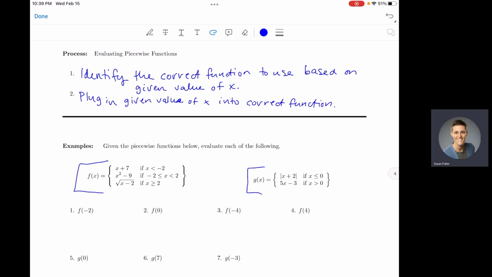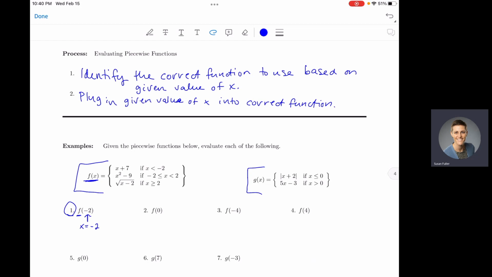Okay, so we've got a couple of functions down here. Let's start with 1 through 4. Each of these works with the function f, so we'll be looking at the function f of x right here. Let's start with number 1. We want to evaluate f of -2. This says that our x value is -2.